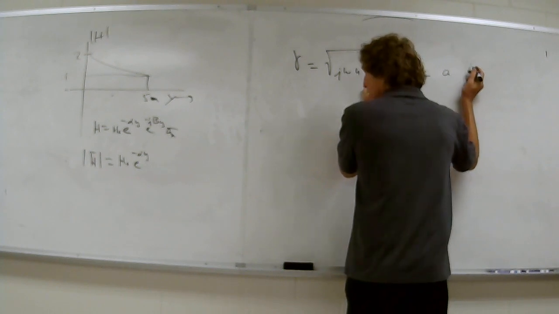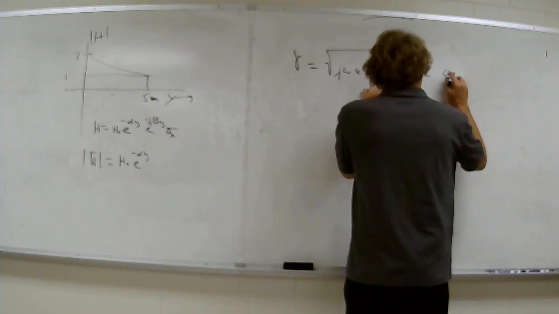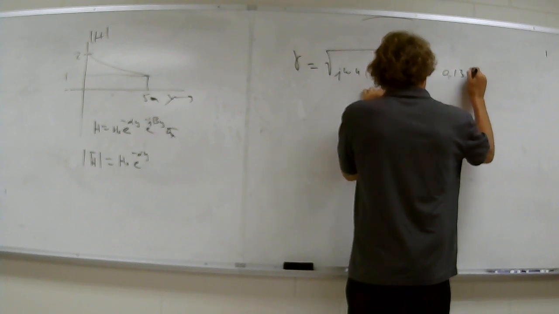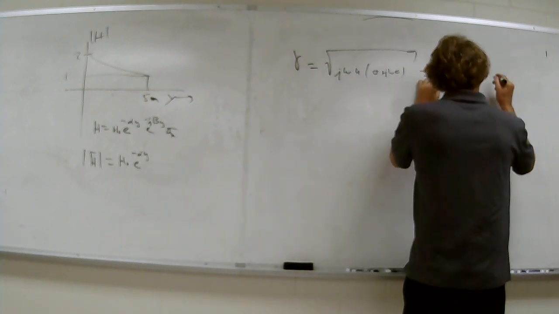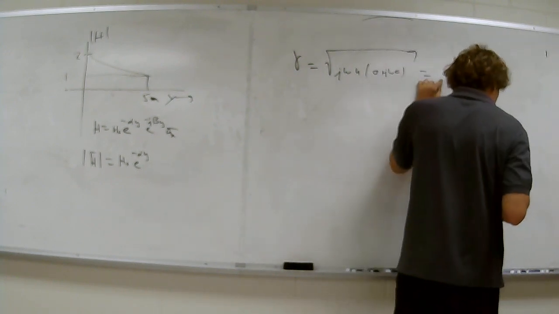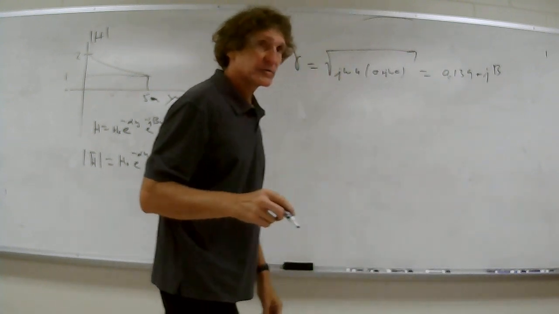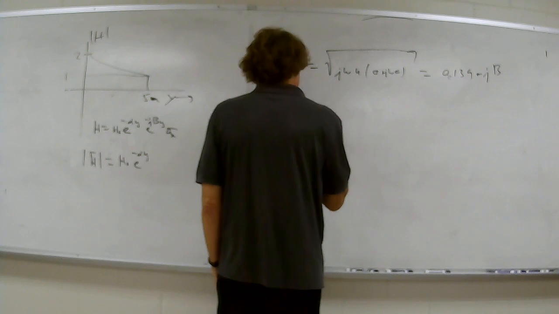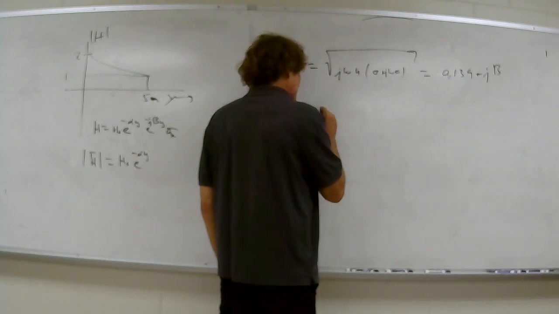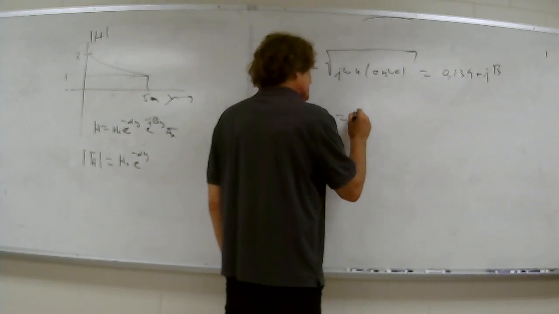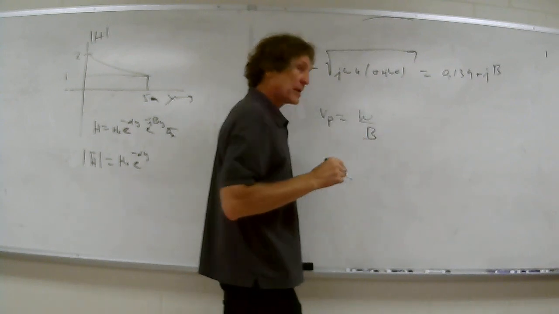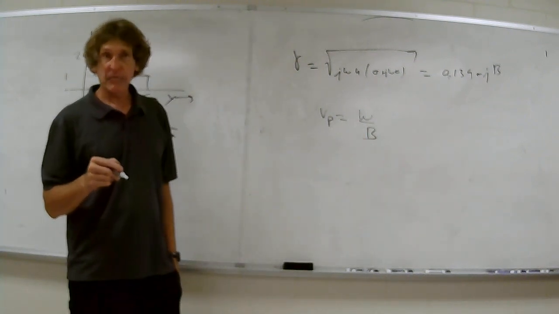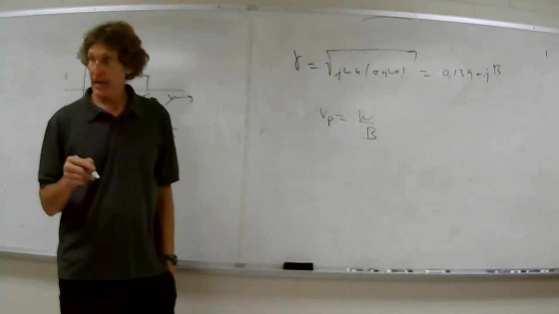Correct. Well, yeah, 0.139. 0.139 plus j beta, right? We know something else too. When we take the derivative, look at this, for phase velocity, that's really omega over beta, right? Just bear with me. You all with me on this? Yes.